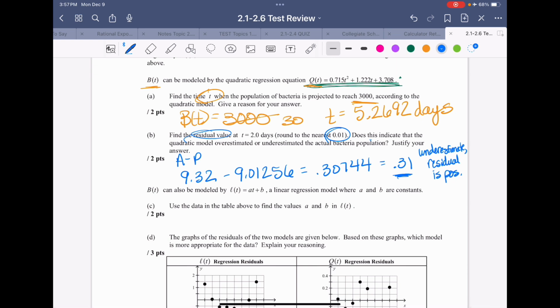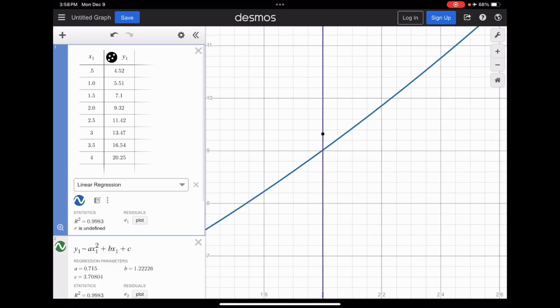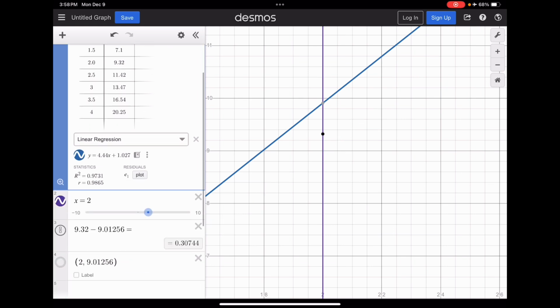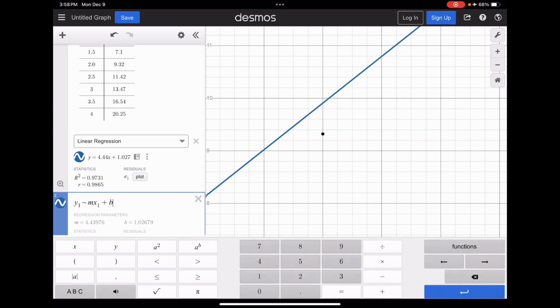All right, so it says B of t can also be done with a linear regression. So it says use the data in the table above to find the values of A and B in L of t. Now look, it's asking me for A and B, and pay attention to what this is. A is the slope, and then B is the y-intercept, because those have been flipped around before, but that's not always what it looks like. So all you have to do now is go back over here, change this to linear, cancel those out, and then I'm going to export that.